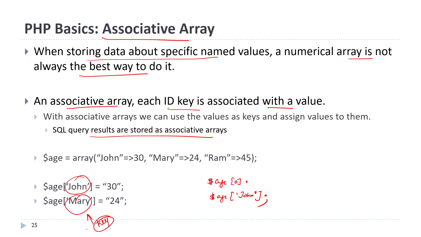Such an array is known as an associative array, and it is very, very popular with SQL results, because almost all SQL query results are stored as associative arrays in PHP. So you can use the associative array mechanism to access the content of the SQL query that is returned to you in PHP.